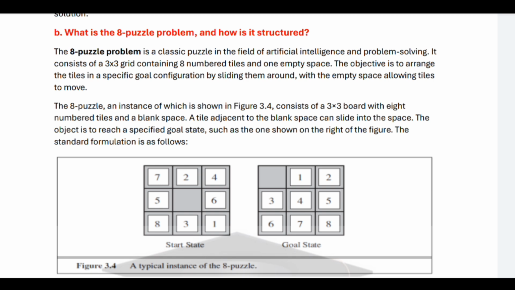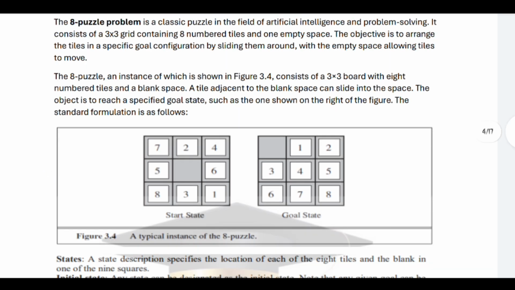So guys, it shows a 3 into 3 grid puzzle, an artificial intelligence problem solving example. It consists of a 3 into 3 board containing 8 numbers, total 8 numbers are mentioned and 1 number is not mentioned. It is an empty space. The objects are arranged as tiles in a specific goal configuration and slid around. The empty space is given to allow the numbers to move. The 8 puzzle instance is shown in the figure, the 3 into 3 board with 8 numbered tiles and a blank space. Tiles adjacent to the blank space can slide into the space.